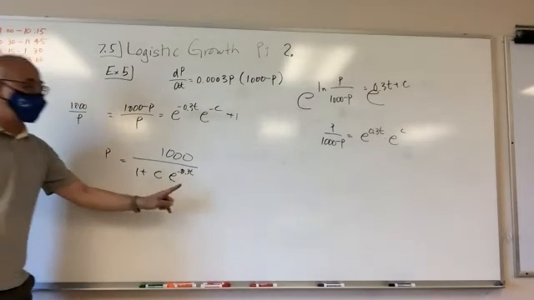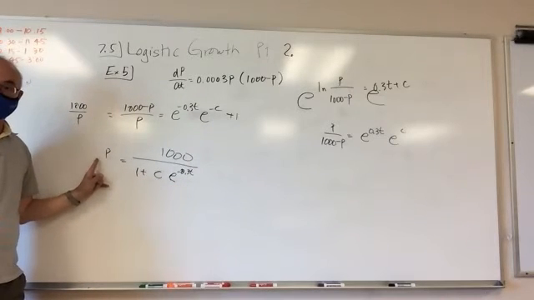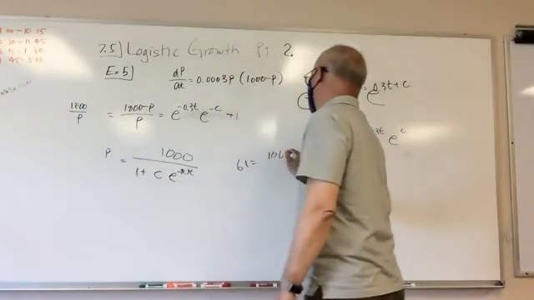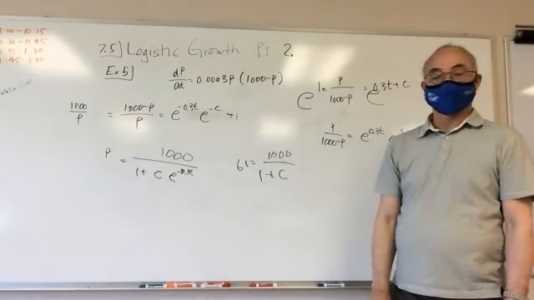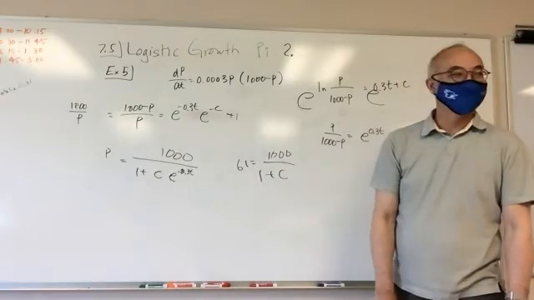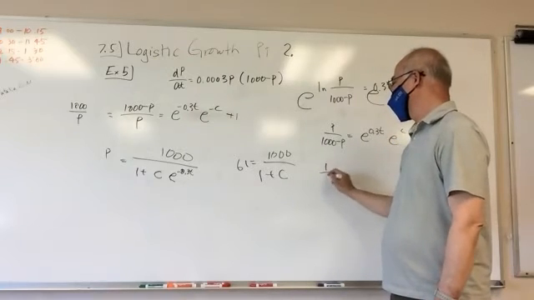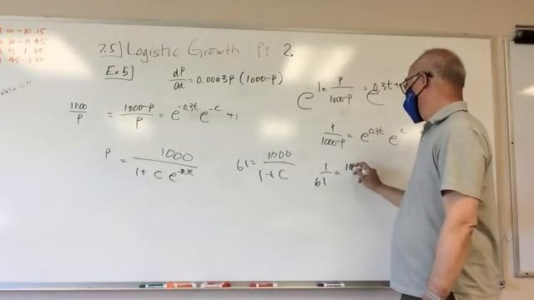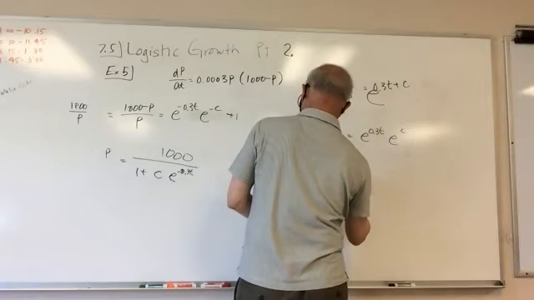61. So when t is equal to 0, I must have had 61, right? My initial population was 61. So 1 plus c. That's a big number. Actually, it's pretty small. I don't want to think of that. Flip it. Oh, but it just goes away.